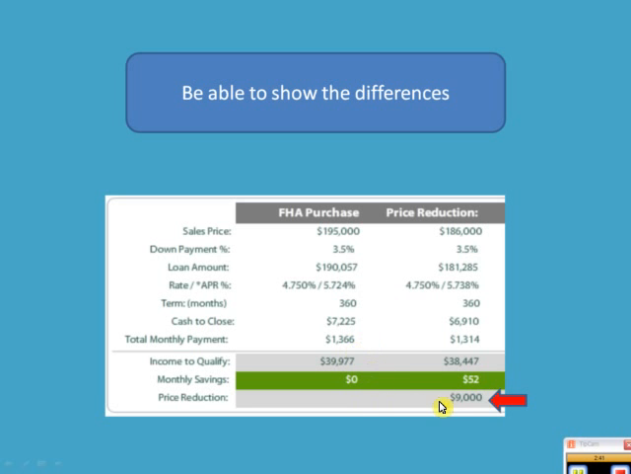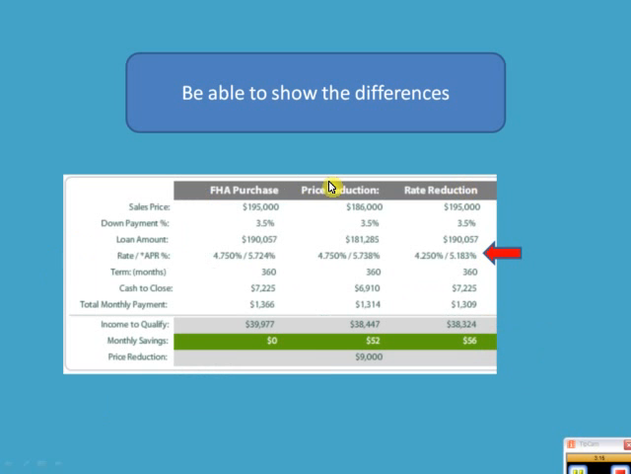Now in this scenario, I'm proposing that our buyers are asking to reduce the price by $9,000. They're putting in an offer at $186,000. Same loan program, 3.5%. The interest rate 4.75%. That now makes the payment $1,314, or a monthly savings of $52 a month. Now, this would be great for the buyer. Not so good for the seller because we're asking for the seller to give up $9,000 off of their list price.